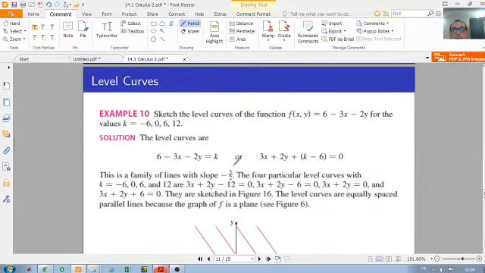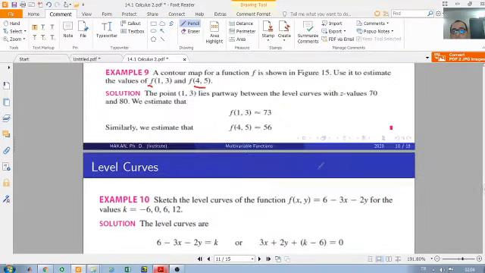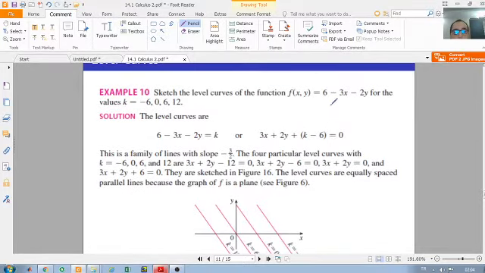So sketch the level curves of the function, which we know its graph. This is a plane for the values k, minus 6, 0, 6 and 12. Namely, we have just two variables in here. Level curves generally can be written as k is equal to 6 minus 3x minus 2y.